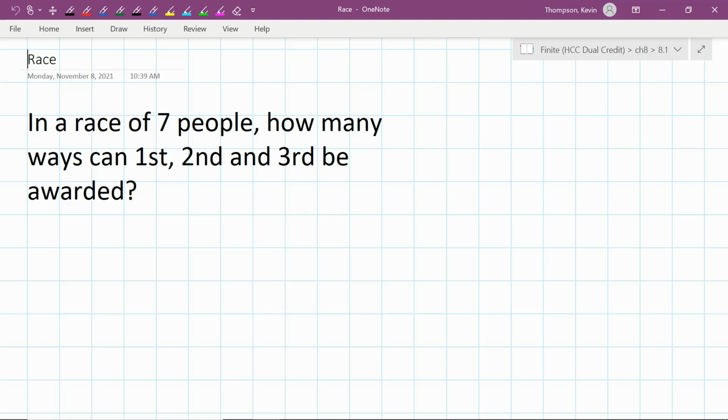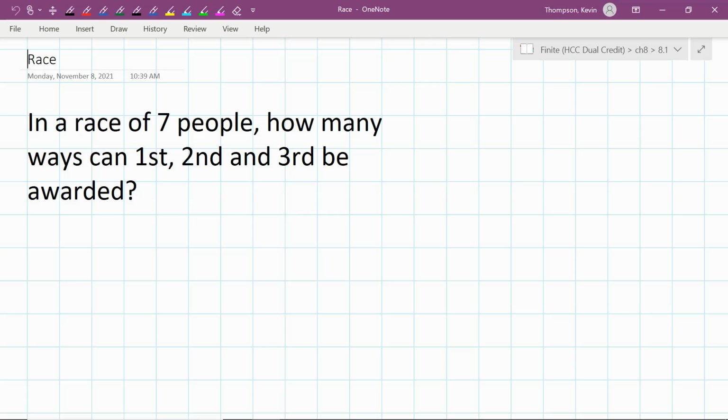So maybe think of 3 blanks, right? 3 blanks, 3 positions. So first place, how many of you could get first? Not that you're likely to get first, but if I'm awarding first place, how many different names could I write down? 7. So is this 7 cubed?